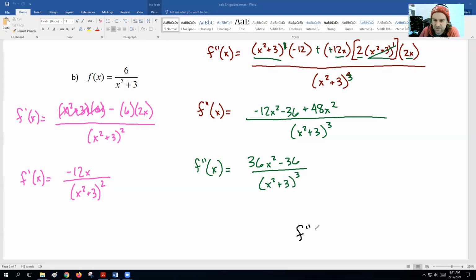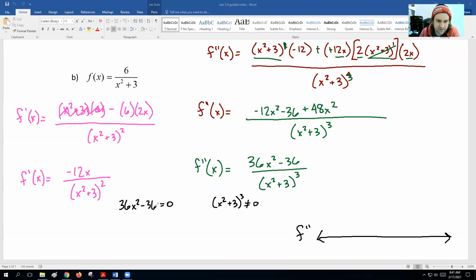Let's talk about our second derivative test here. To find the critical numbers of the second derivative, we need to set it equal to 0. Now, since this is a fraction, we set the top equal to 0. And we should also figure out when the bottom cannot equal 0.